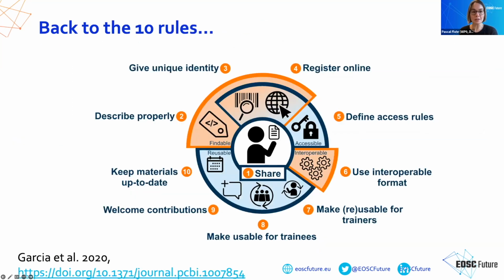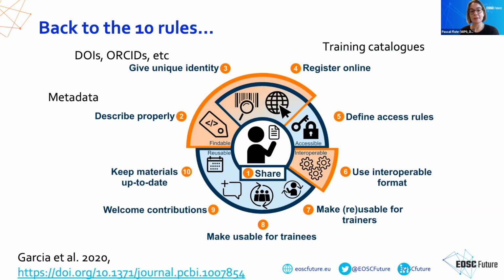So just back to these 10 rules. It's a useful list. You can address this in different ways, right? I just find it's a useful way of thinking about it. But as we said, to describe it properly, I mean, sharing is clear, I think, but to describe it properly, you can use structured, standardized metadata to give a unique identity, the DOIs, ORCIDs, and so on. And to register online in training catalogs.